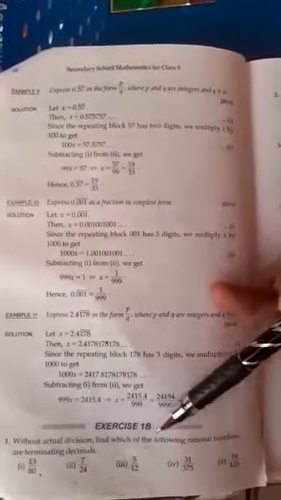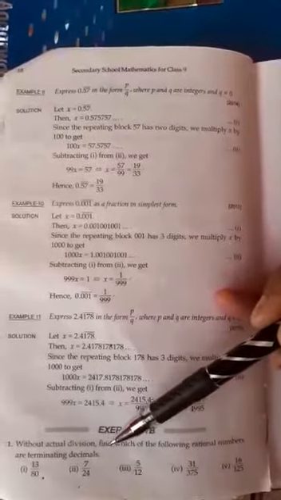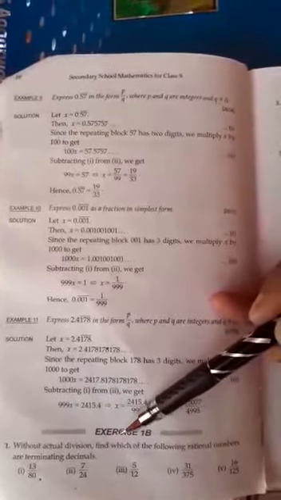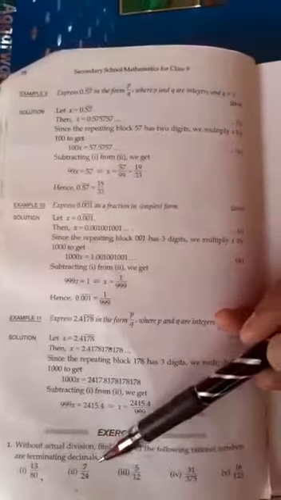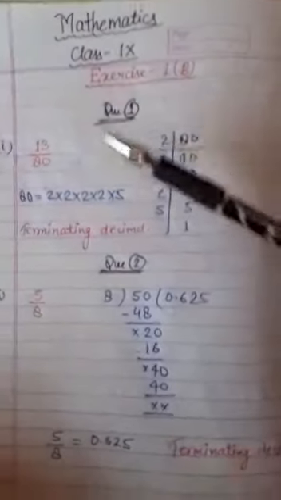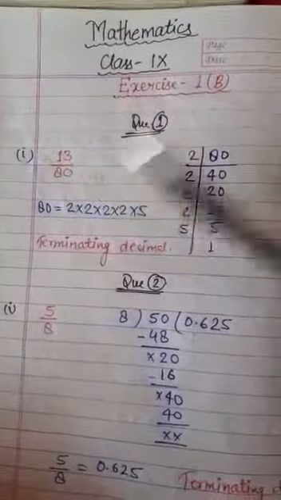So question number first is, without actual division, find which of the following rational numbers are terminating decimals. You don't have to do actual division. Without actual division, we have to find which one is a terminating decimal. So let's solve it. Question number first is 13 upon 80.